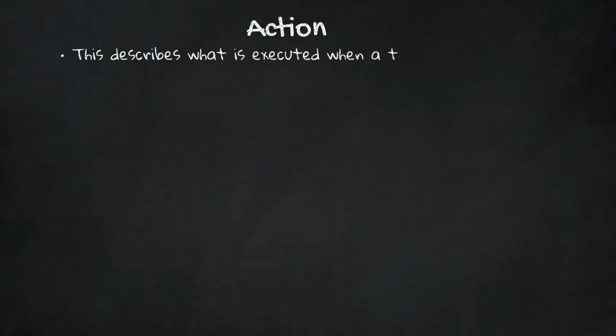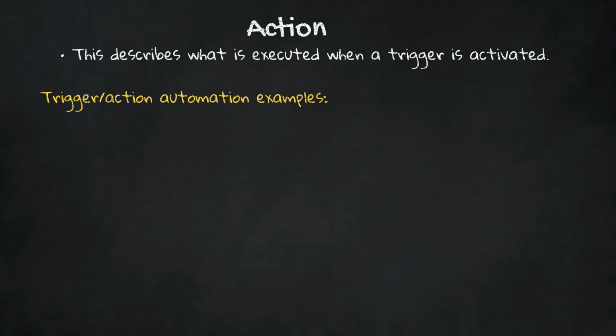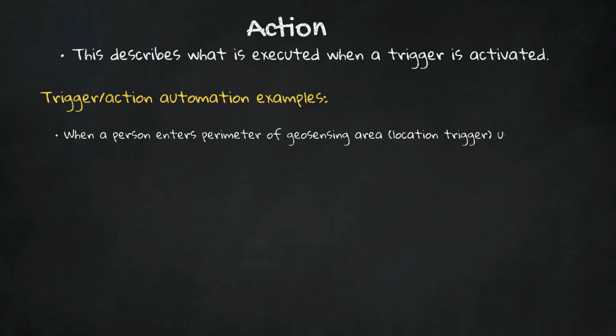Now the second part of an automation is the action. This describes what is executed when the trigger is activated. Let's have a look at a couple of trigger-action automation examples. So when you arrive home in the evening and you enter the geofencing perimeter that surrounds the area around your particular house, then that acts as a trigger to unlock your door, which is the action.